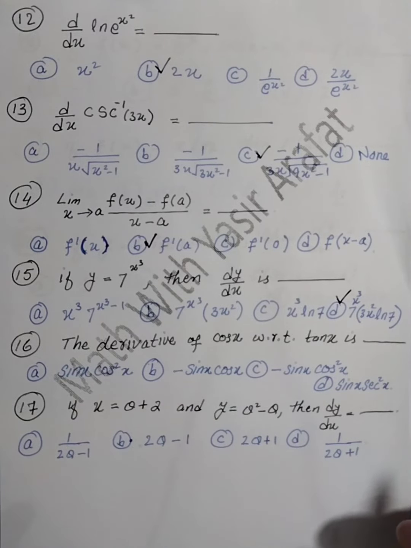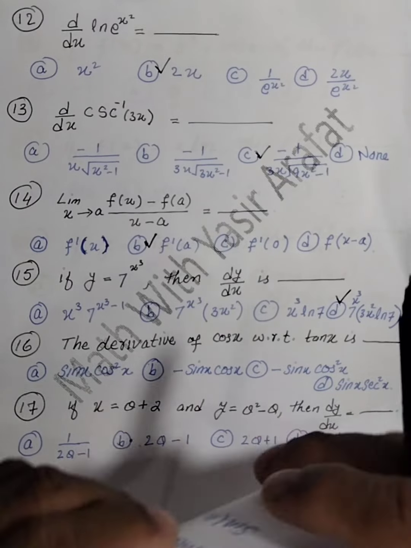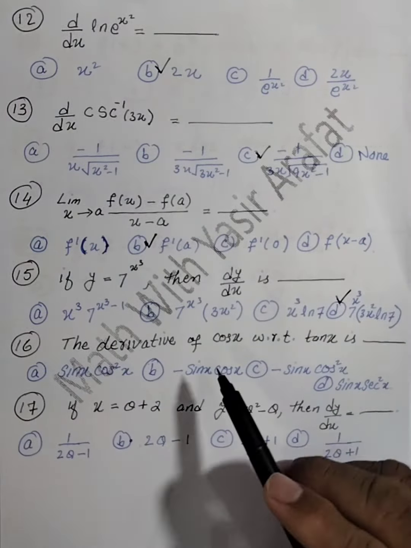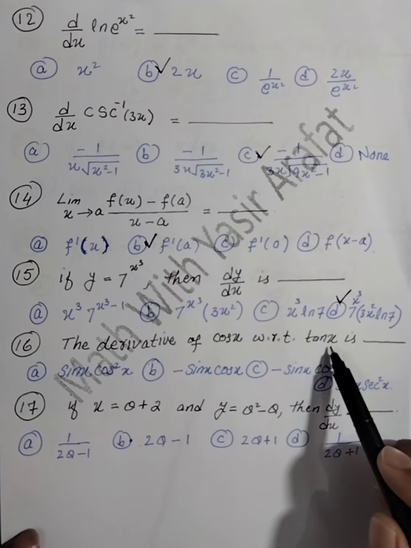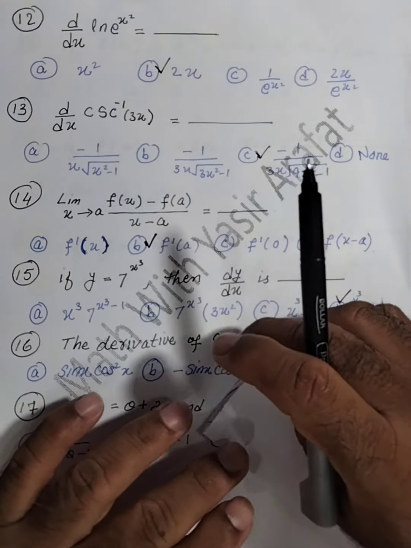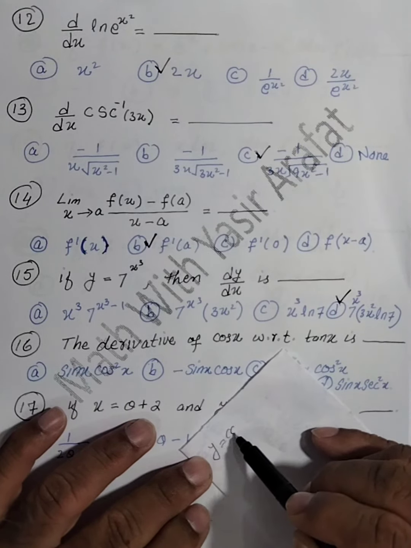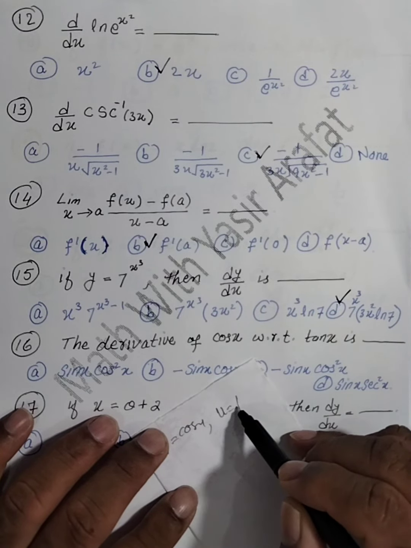Now come to the 16th part here. The 16th part, the derivative of cos x with respect to tangent x. So we have to suppose that y is equal to cos x and this is equal to u, tangent x.